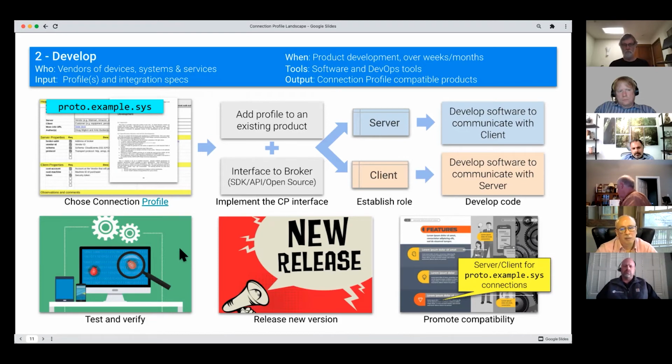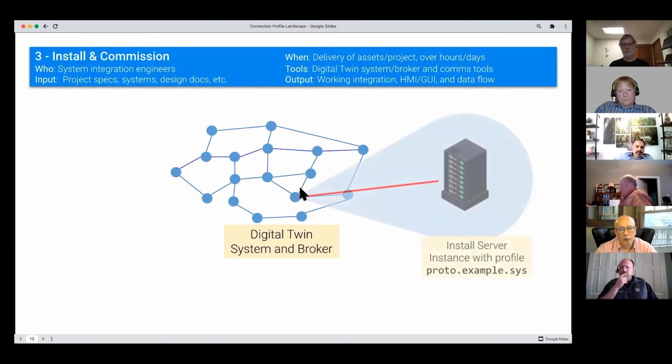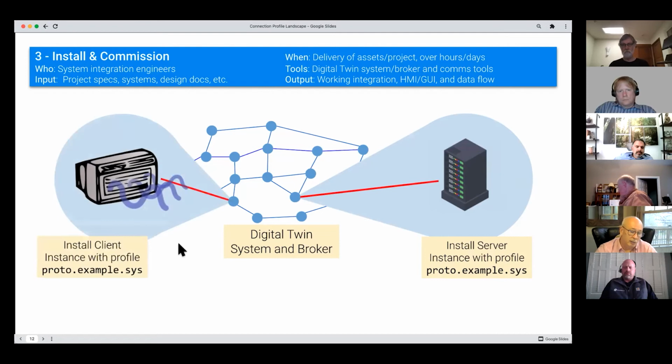compatibility into products. Then next comes the installation, right? And this is where the plug and play comparison comes in. So you start off with a digital twin that is the broker that we're speaking about. Somebody installs the server, and as part of installing the server, they would instantiate the entity in the twin, representing a server.